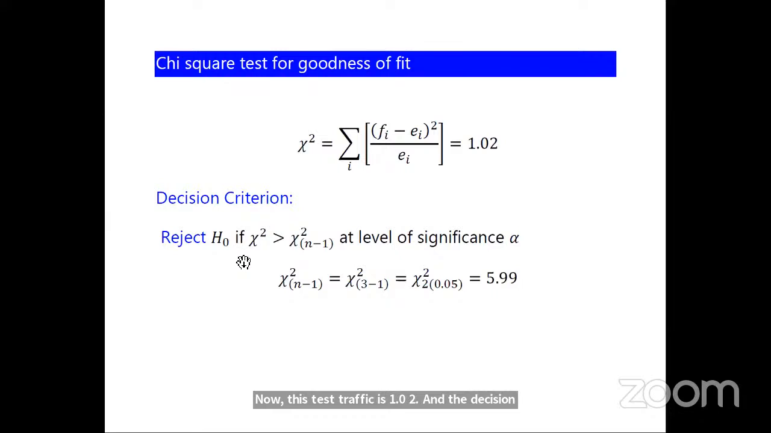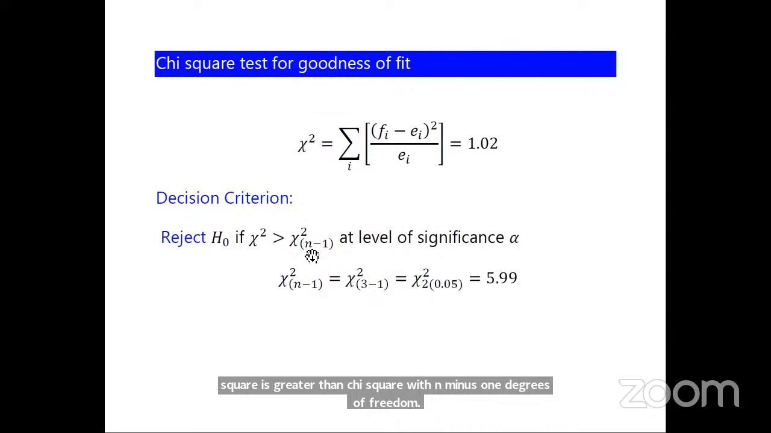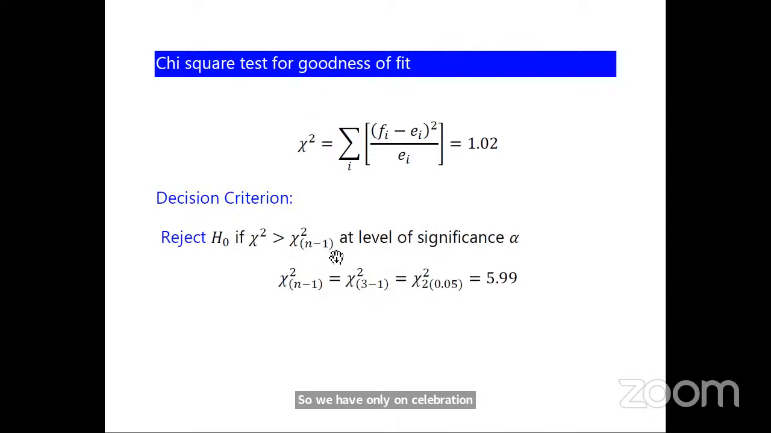And the decision criteria, we have already seen, is that we reject H naught if the calculated value of chi-square is greater than chi-square with n minus 1 degrees of freedom. We have only 3 observations, so it will be 3 minus 1, that is 2, and 0.05 is the level of significance. If you see the chi-square table at 2 and 0.05, it will be 5.99. Now, what will be the decision?